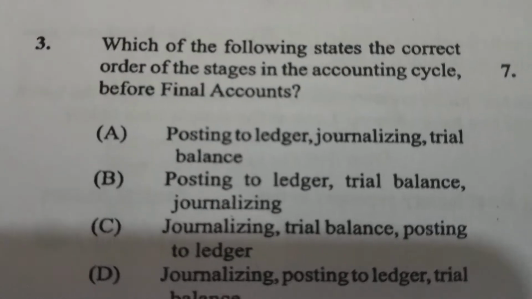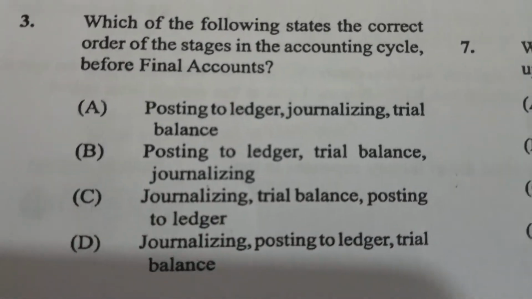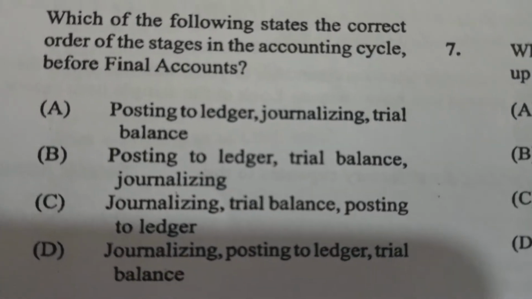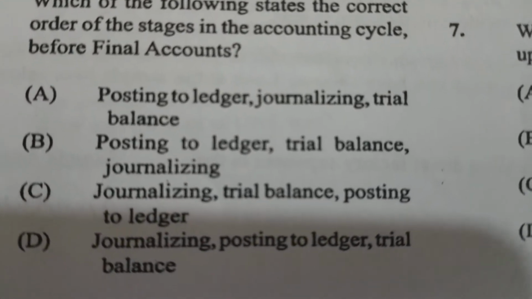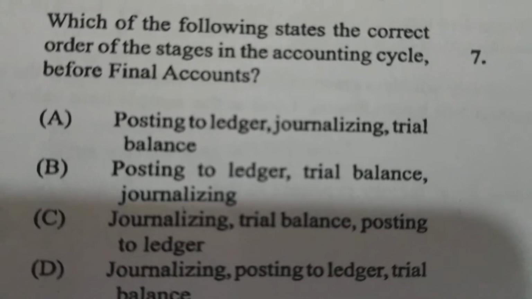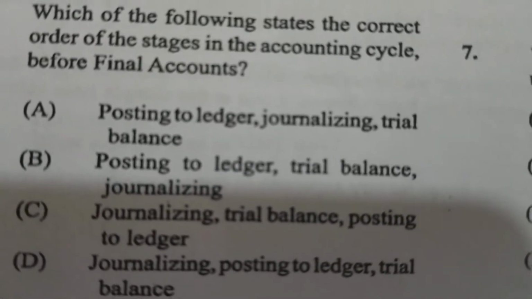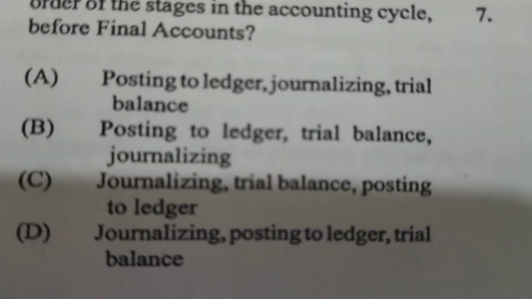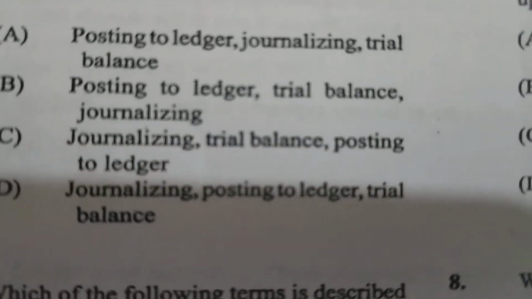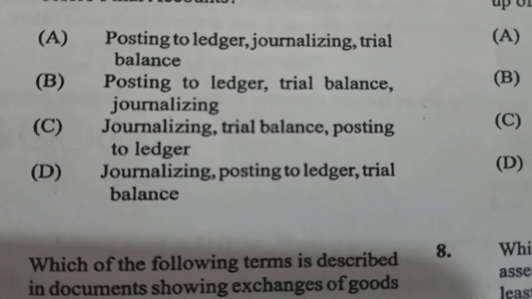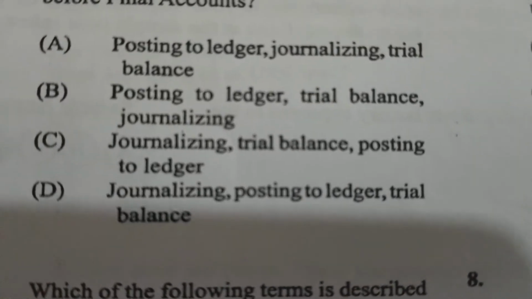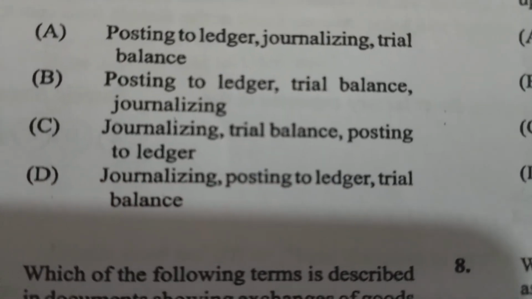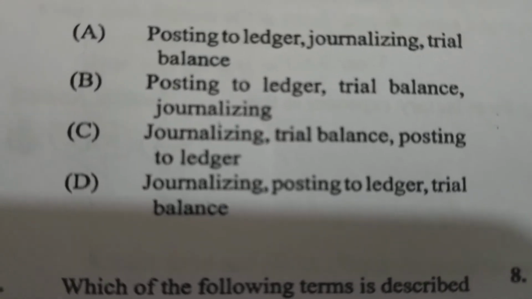Let's go to the next one. Question 3 now says, which of the following states the correct order of staging in the accounting cycle before final accounts? And if we look carefully, our best option would be D. We have journalizing, then posting of entries, then trial balance, and then final account. So D would be the most appropriate answer.